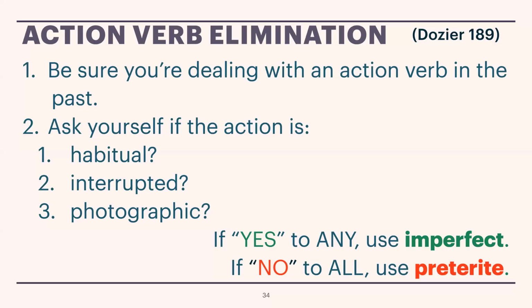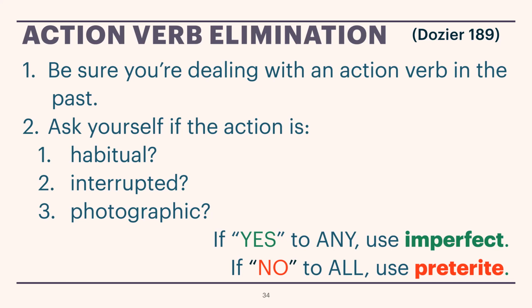Muy bien. Ok, vamos a seguir hablando de otra ayuda según Dozier that can help you to decide which conjugation to use with action verbs. Dozier says, first of all, make sure you're dealing with an action verb in the past, okay? If you are, ask yourself if it's habitual, if it's interrupted, or if it's photographic. If yes to any of those, use the imperfect. And if it's no to all 3 of them, then use the preterite.